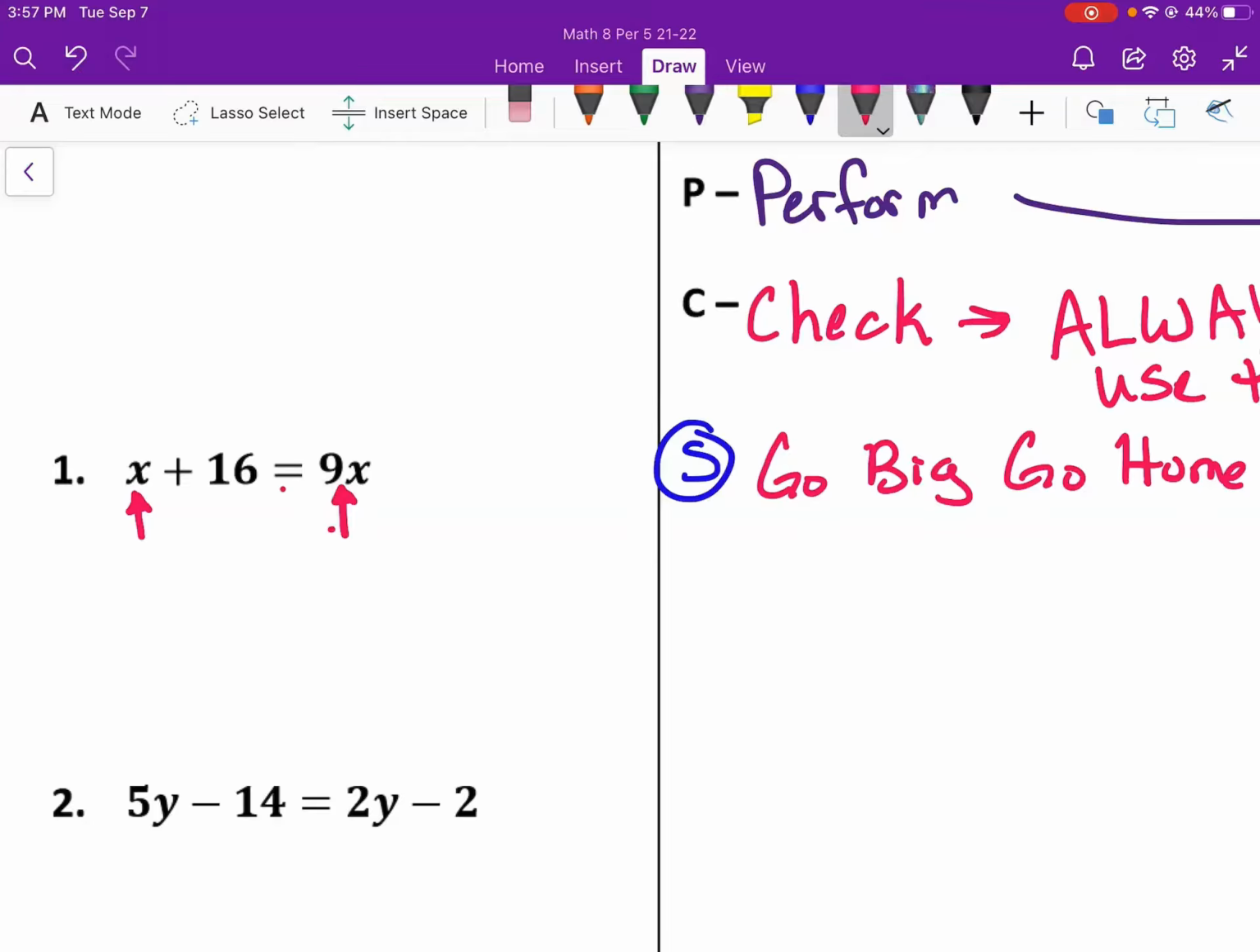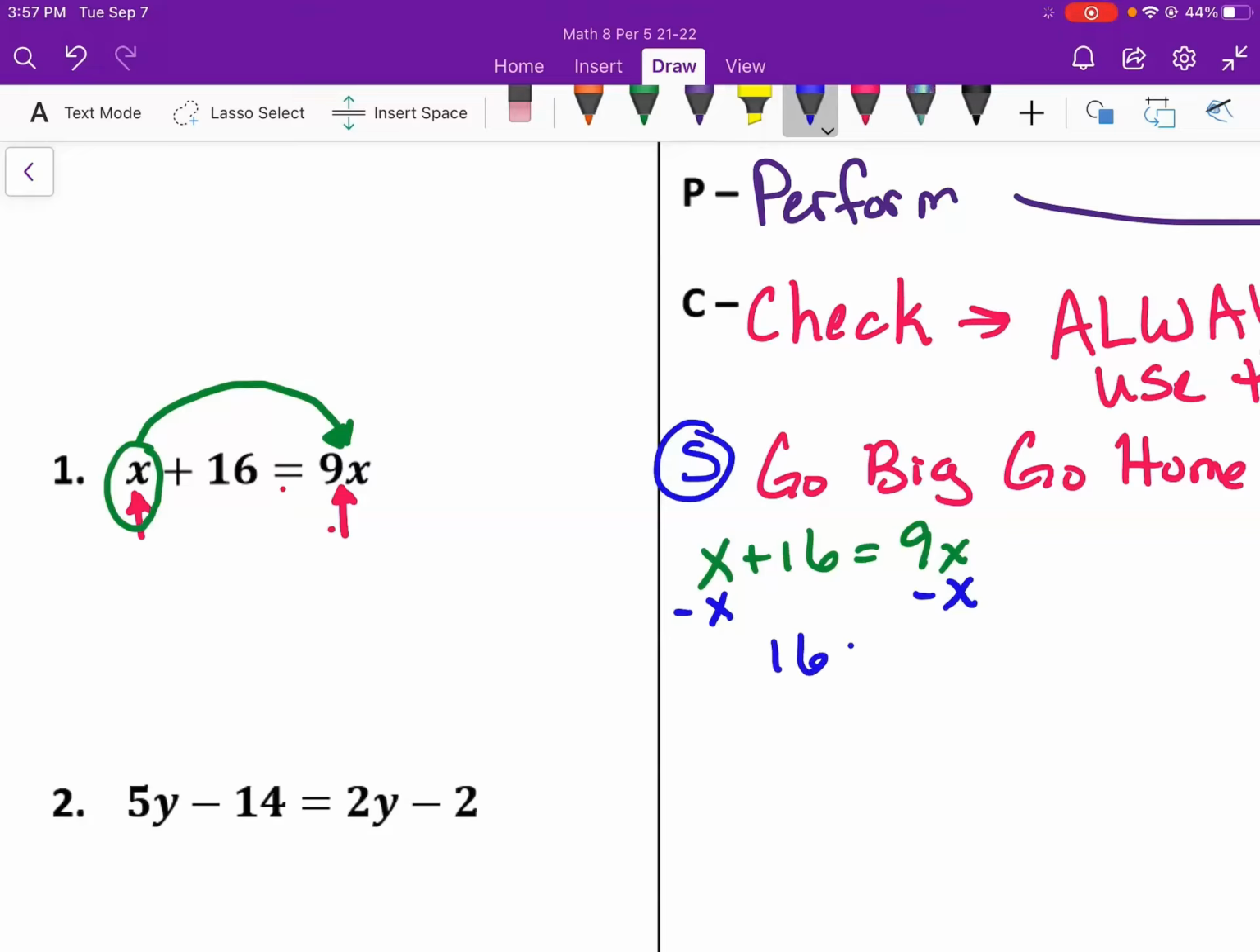Okay, when we're in class, I make you hold up your index fingers and point to them. So now it's go big or go home. So which one is bigger, x or 9x? Okay, we know that the 9x is bigger. So we're going to go to the big side. Now, the way that you do go big or go home is you have to use inverse operations. So we have x plus 16 equals 9x. So our simplify step is we have to subtract x from both sides. So then we have 16 equals 8x.